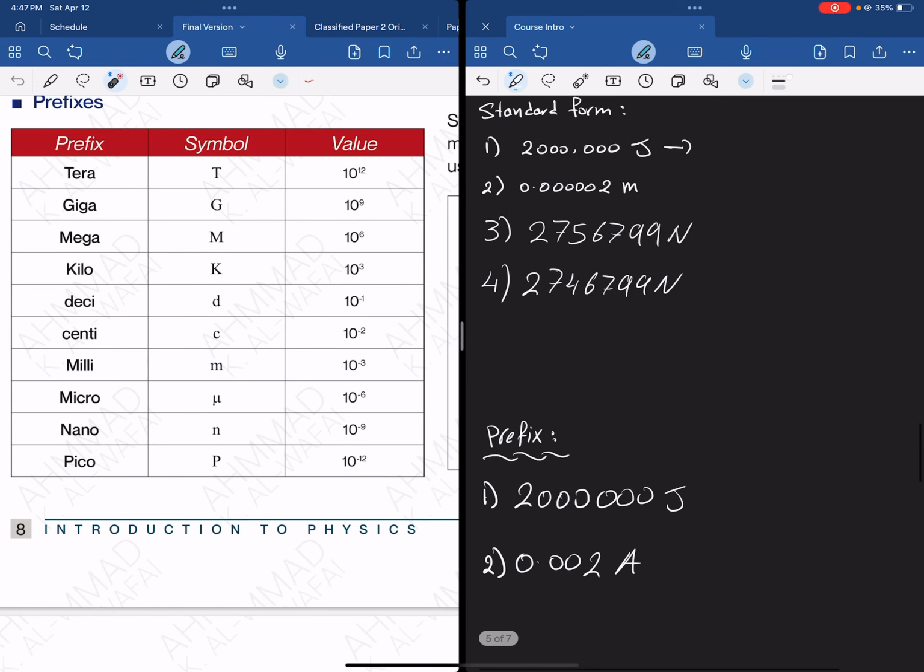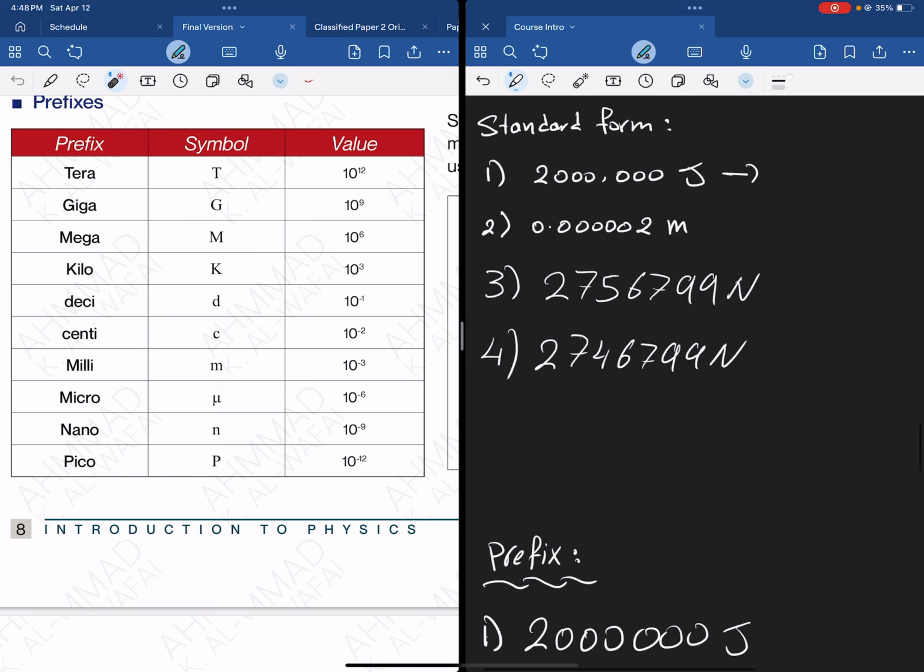Okay, so now we're going to talk about prefixes and how to give your answer in a standard form or using a prefix, okay? Excellent. Now let's start with a standard form. If you got 2 million joules, for example, how are you going to write this? You cannot write this as a final answer.